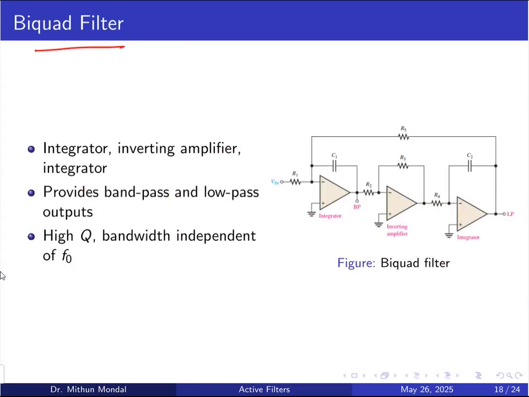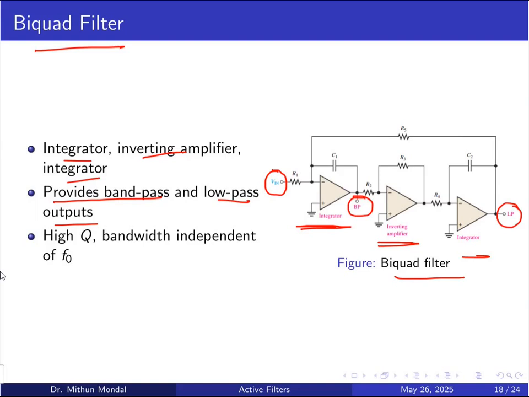Biquad filter is another type of filter which has an integrator, an inverting amplifier, and again an integrator. So three combinations we can do, and that is known as the biquad filter. It provides the band pass and low pass outputs. When we get the input voltage, the output of the integrator will be band pass, and then after the inverting amplifier and integrator we get the low pass as the output. It has a high quality factor and bandwidth independent of the center frequency.